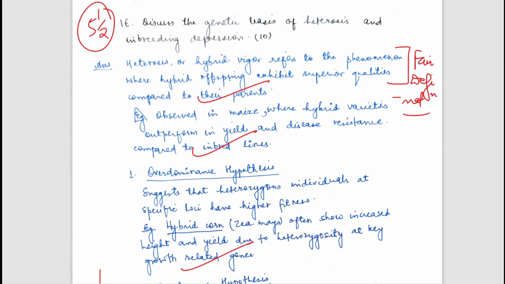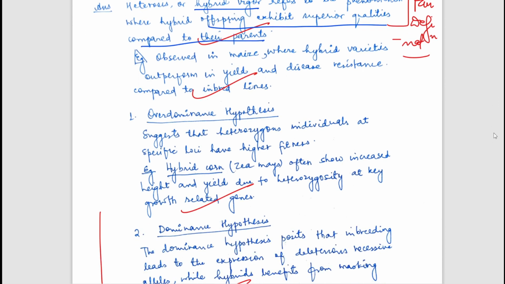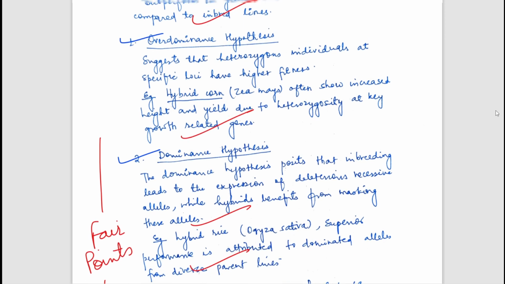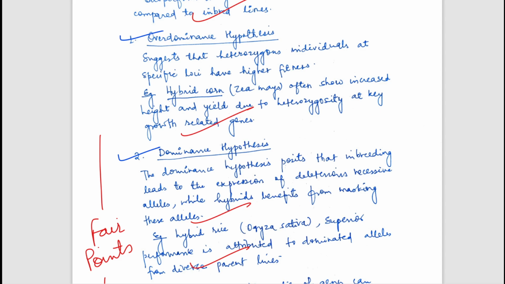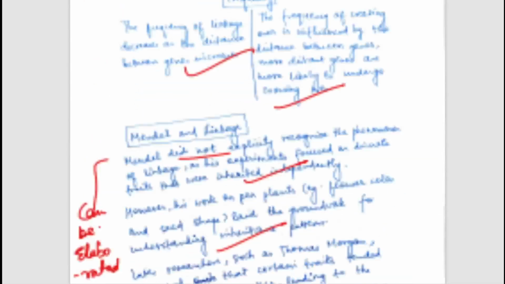Now let's move to the next question. The next question is, discuss the genetic basis of heterosis and inbreeding depression. So part 2 is heterosis. You all know that heterosis is also known as hybrid vigor. Here hybrid offspring exhibit superior qualities compared to their parents. Its bases have been mentioned: the overdominance hypothesis and the dominance hypothesis. You can simply pause and read it if you want to. Epistasis has been mentioned. A well written point.